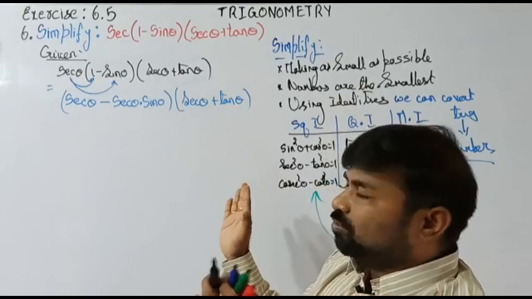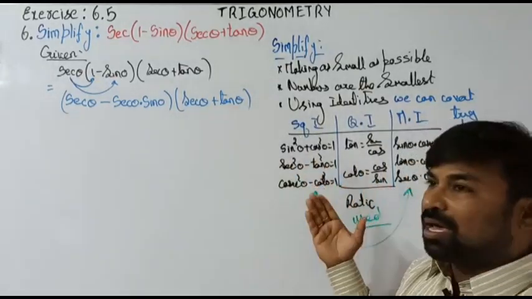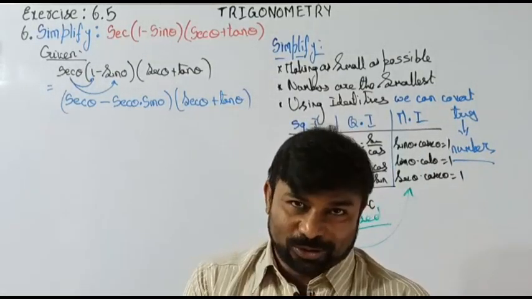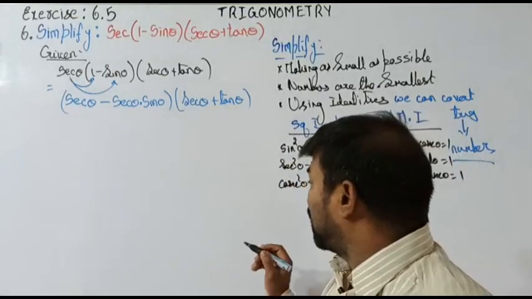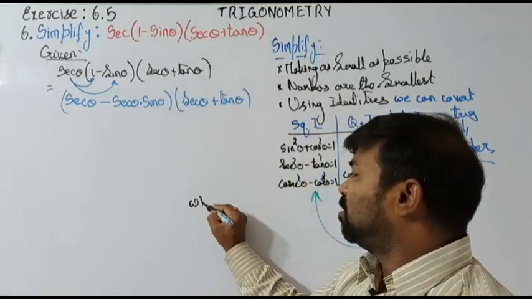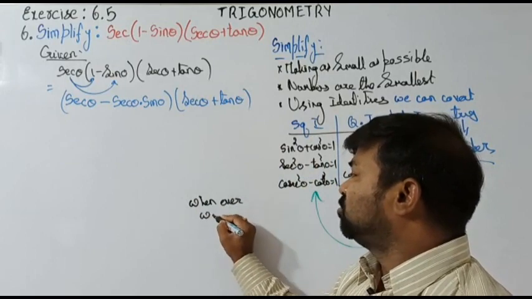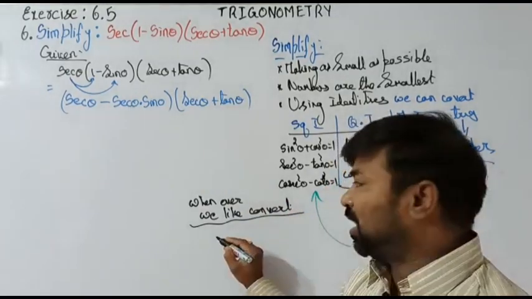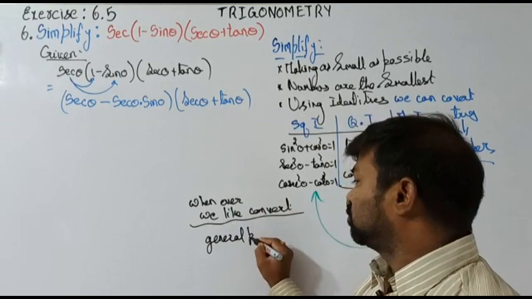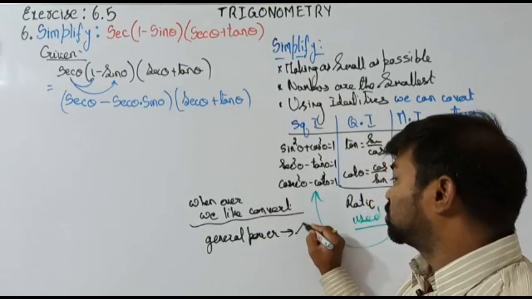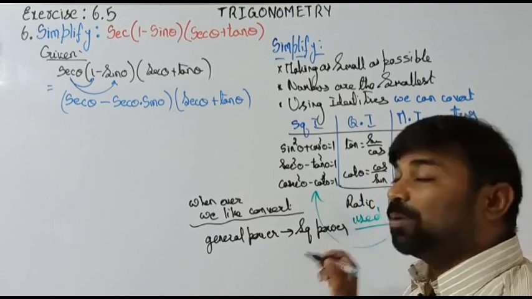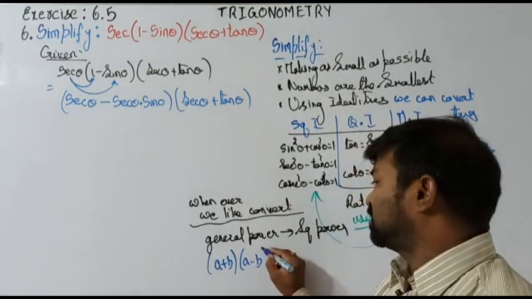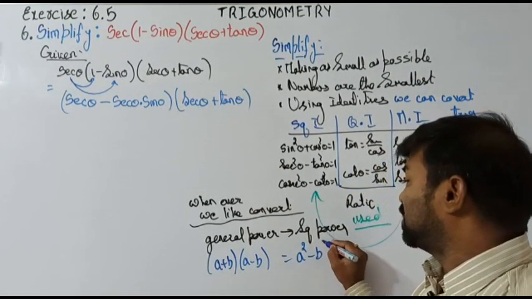Okay, cool. Now if you see, are we approaching any formula here? Are we approaching any square identity or multiplicative identity? Please remember, I am telling a logic to you. Whenever we like to convert a general power into a square power, there is a formula which can help. That is a plus b into a minus b is equal to a square minus b square.